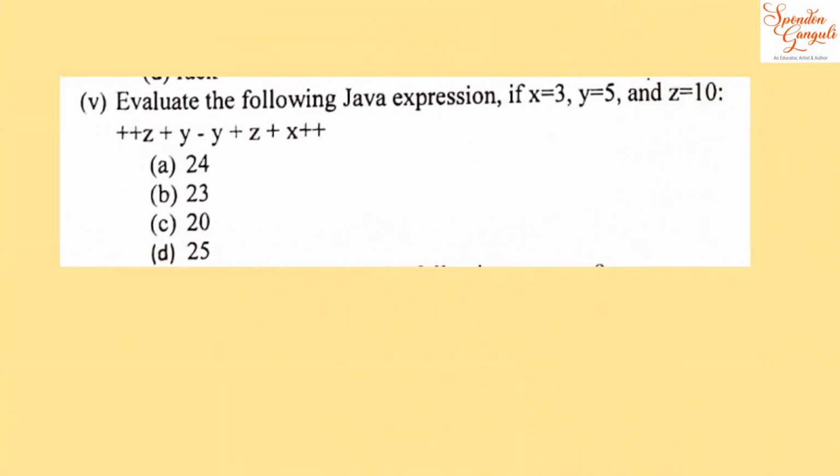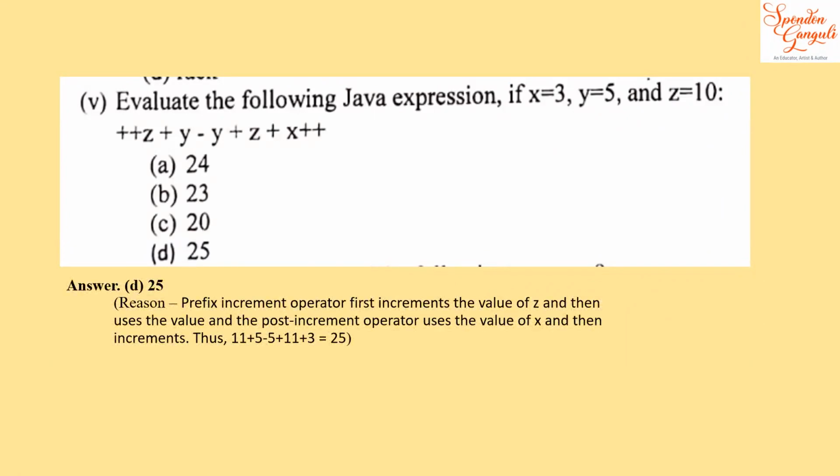Next one, evaluate the following Java expression if x is 3, y is 5 and z is 10: ++z + y - y + z + x++. Now, if we evaluate, we will find that the pre-increment operator first increments the value of z and then uses the value, whereas the post-increment operator uses the current value of x and then increments it. Thus, you get the expression 11 + 5 - 5 + 11 + 3, which comes to 25. That is, option D is the correct answer.